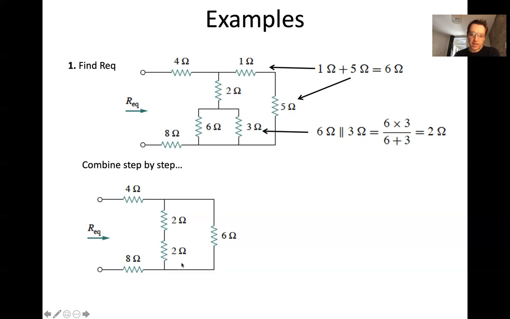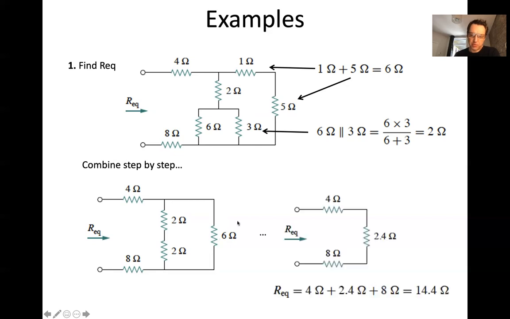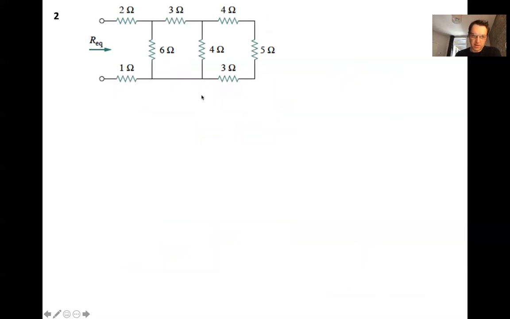Now again, 2 plus 2 equals 4. So that's 4 ohms over here, and that's in parallel with 6. So 4 in parallel with 6, 24 divided by 10 is 2.4. And then 4 plus 8 plus 2.4 gives us 14.4 ohms. So you can do this in any order you want. As long as you apply the laws correctly, you will get to the same correct answer. Okay, let's go to the next example.